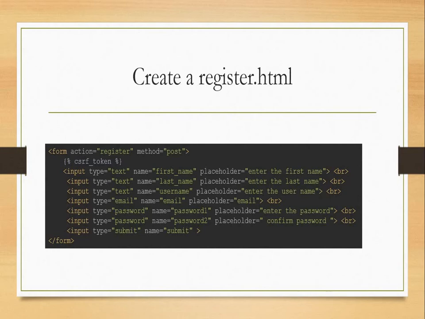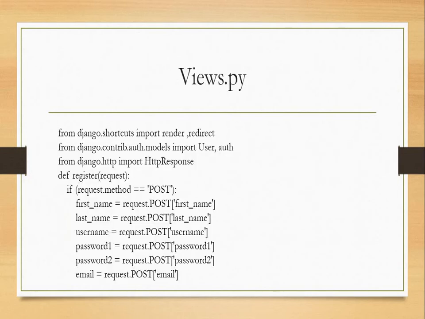Where do I have to do it? I have to do it in the templates folder. Once this part is over, I need to make some changes in views.py. So here I am working with the render and redirect functions at first. Then I am checking for user authentication, so I am importing the models: User and auth.